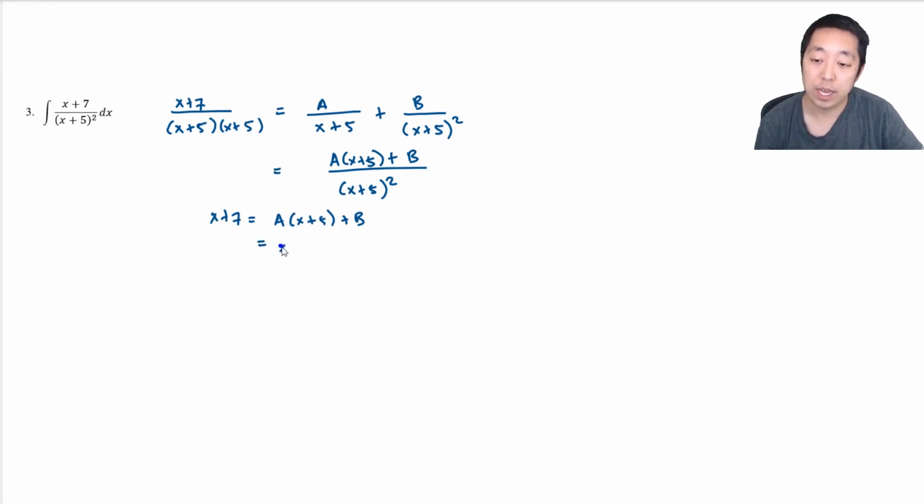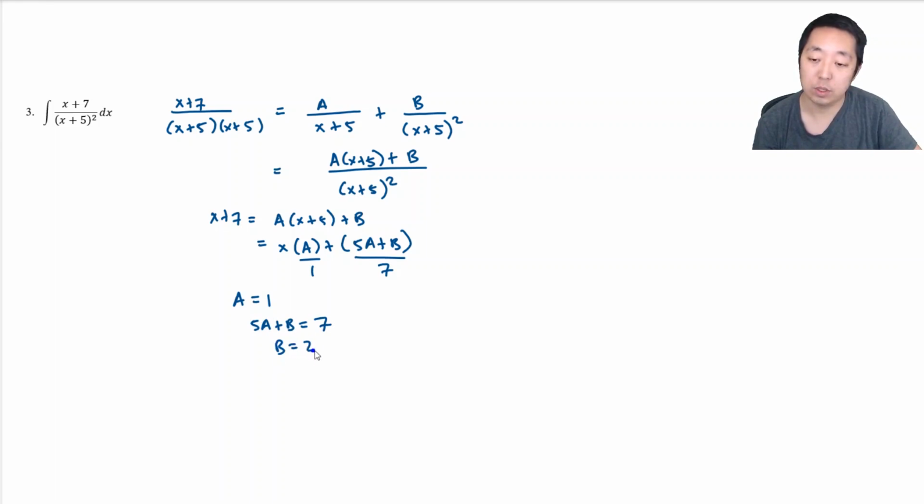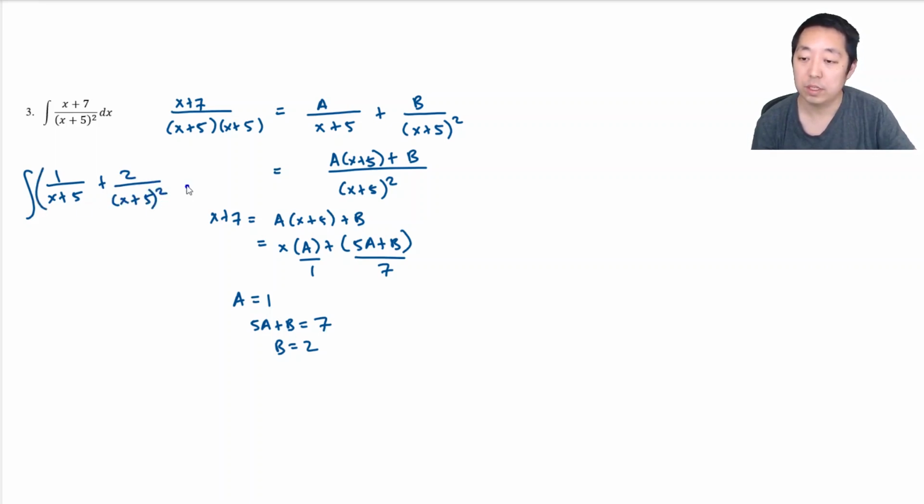And so this is x times a plus the constant term, which is 5a + b. And so that tells you this has to be 1 and this has to be 7. So a is equal to 1, and then 5a + b is equal to 7. This is 5, so that makes b equal to 2. So then when I do this integral, I'm doing the integral of, let's see, 1/(x + 5) + 2/(x + 5)^2 dx.